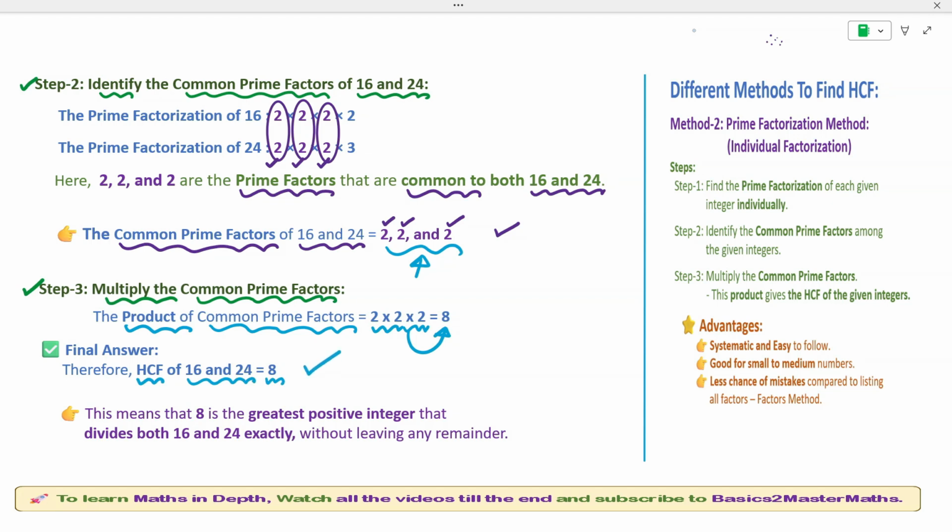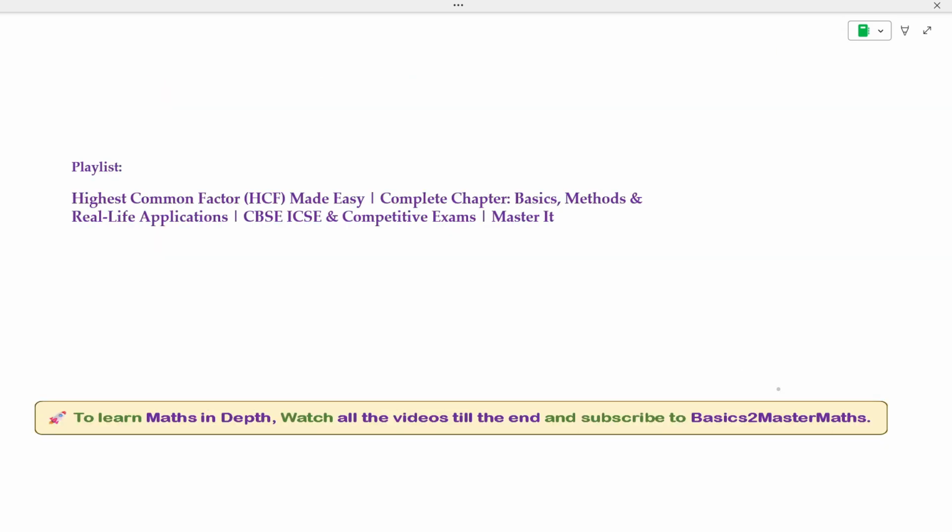Got it? This means that 8 is the greatest positive integer that divides both 16 and 24 exactly, without leaving any remainder. Got it?